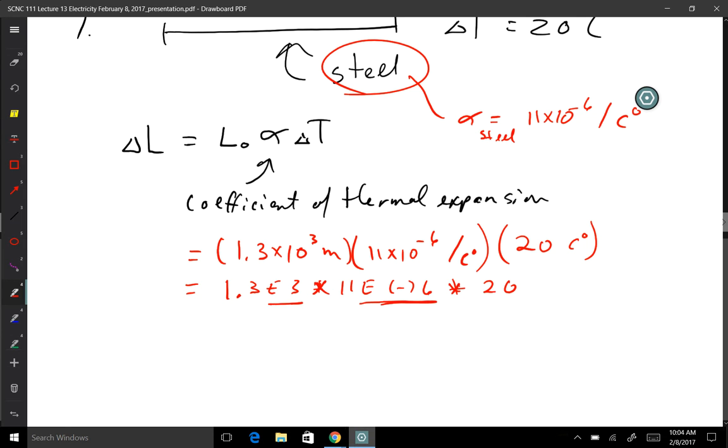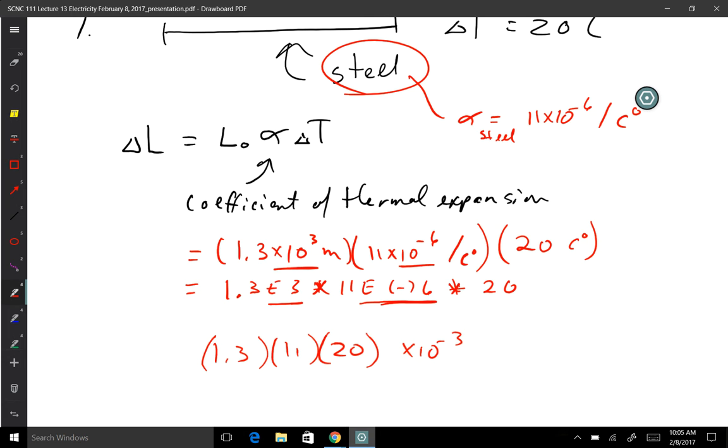And if you have a really, really bad calculator, you can use your head plus the calculator to get your answer. Because we have 10 to the third multiplied by 10 to the minus 6. What's 10 to the third times 10 to the minus 6? 10 to the minus 3. Yeah. And so I could say it's 1.3 multiplied by 11 multiplied by 20, and then the whole thing is times 10 to the minus 3. I can keep that times 10 to the minus 3 in my head, if I want. And notice the units, the per Celsius degree and the Celsius degrees cancel, so it's in meters.